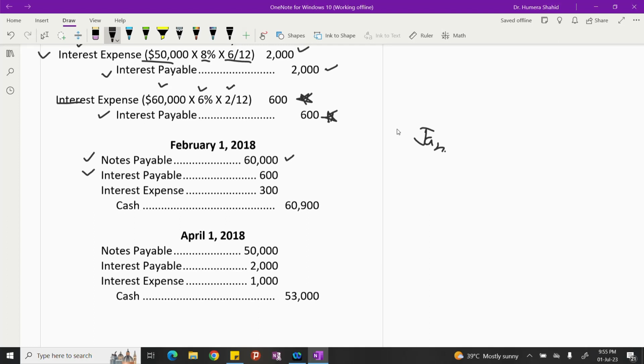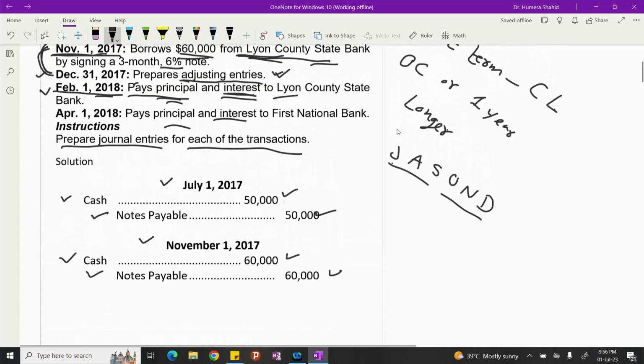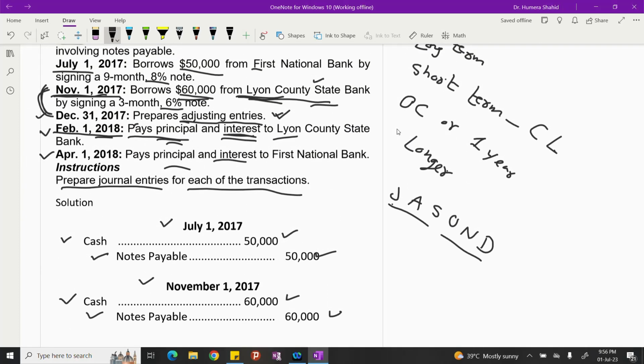So let's record interest expense for the month of January. How are you going to do that? The same way, 60,000 borrowed, multiplied by 6%, multiplied by 1 by 12, because it is only for the month of January. So it will give me an answer of $300. Okay, so interest expense gets debited $300, and altogether I am going to pay these things in the form of cash. So cash gets credit 60,900.